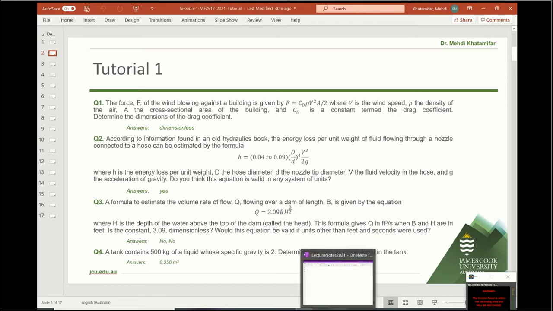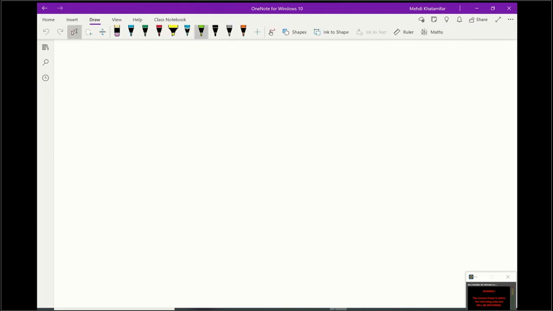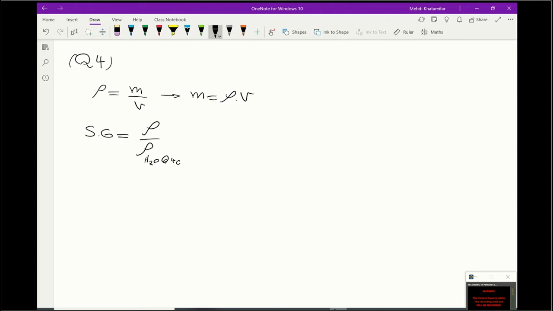Okay, let me write down. This is question 4. So basically, we need to know two formulas. One for density, which is mass divided by volume. So mass is going to be density times volume. And we know that specific gravity is density divided by the density of H2O at 4 degrees. So we can replace that.